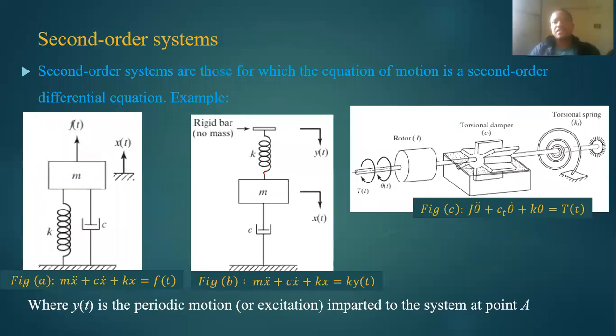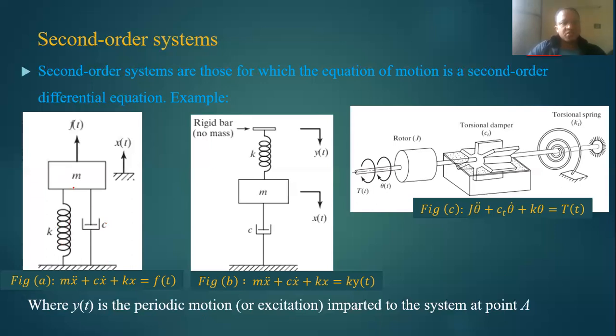Now let's see the second order system. In a second order system, the inertial part, or acceleration part, is also included. So let's see this system. We have mass; previously it was massless. Here we have mass, a spring, and a dashpot.